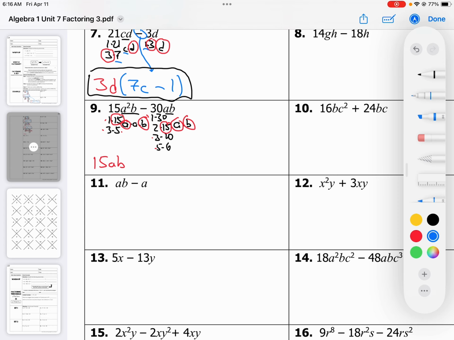Okay, then we have to see what's left over. What's left over with this 15 is a 1 and an a, so I put 1a. And what's left over with this 15 is a 2. And this is a minus, so this down here will be a minus.